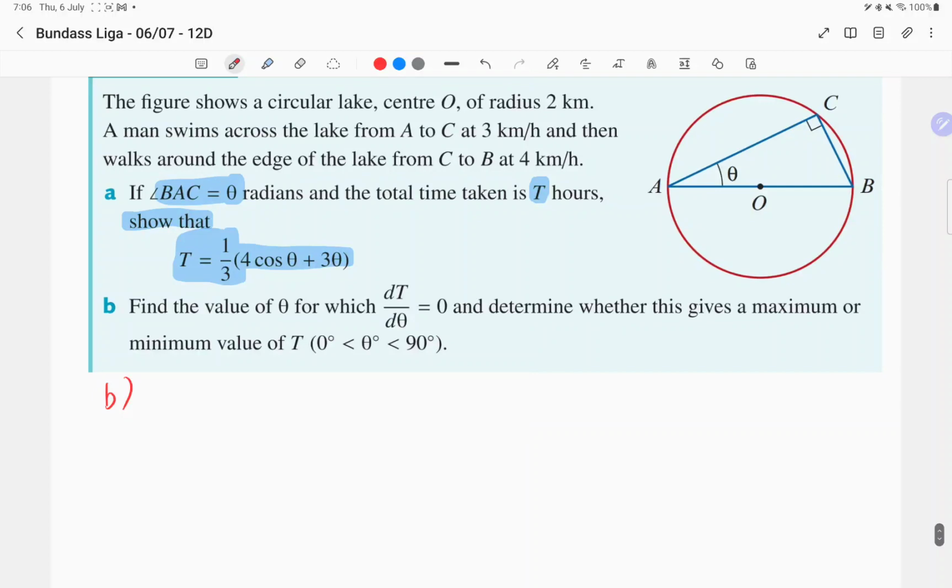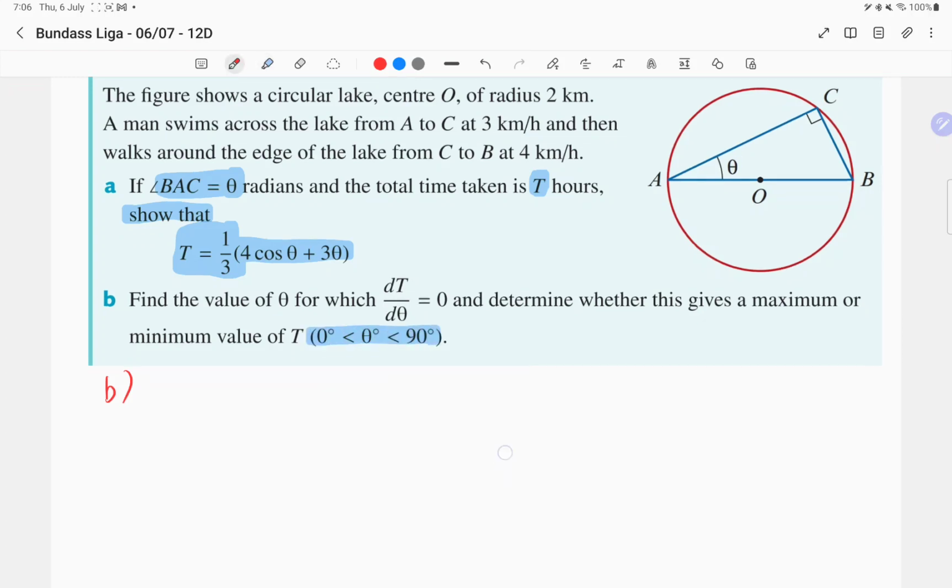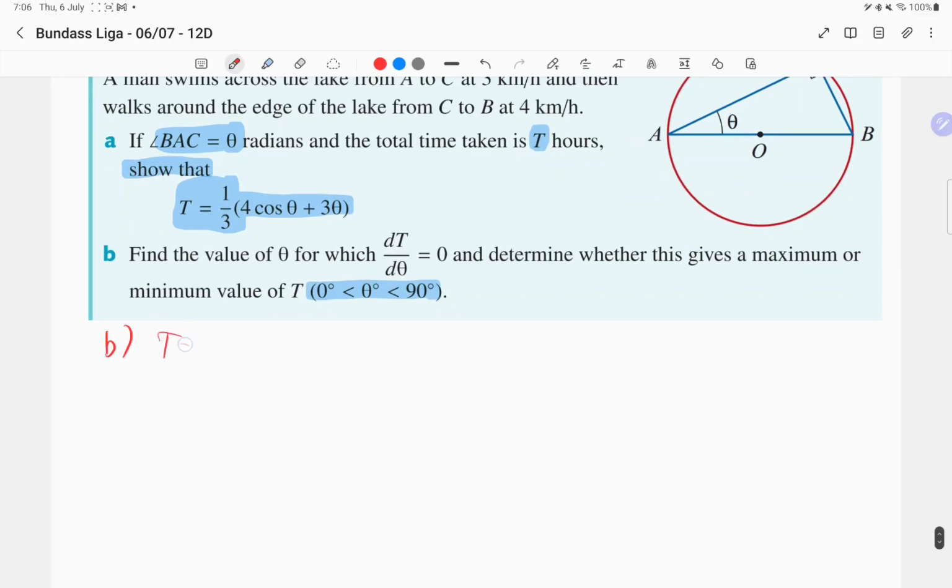Question B. Find the value of theta for which dT over d theta equals 0 and determine whether this is a maximum or minimum value of T, given that the angle is between 0 and 90. So I'll go through that. T equals 1/3 for.